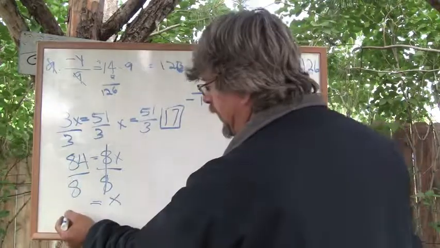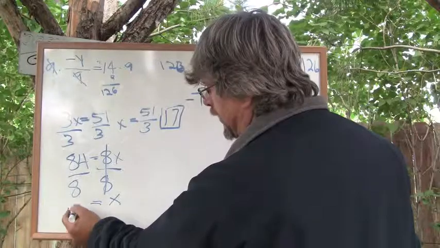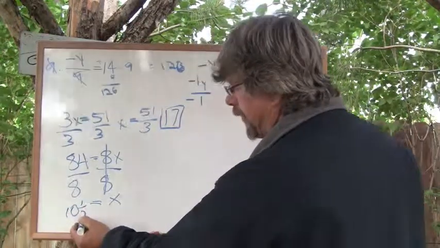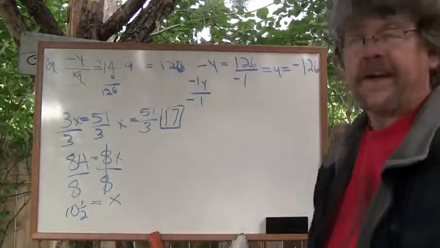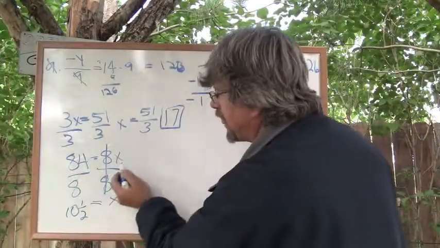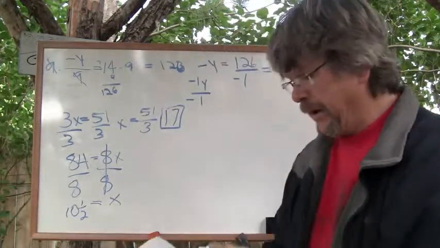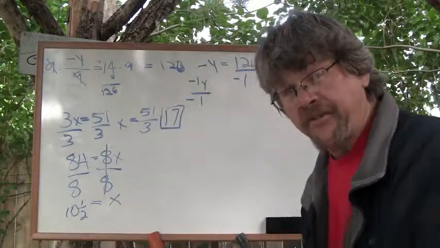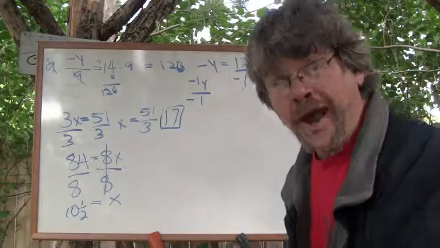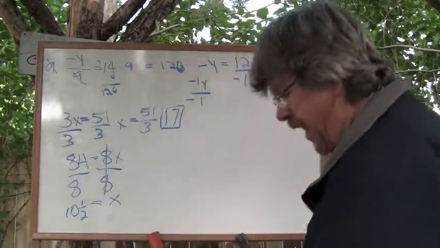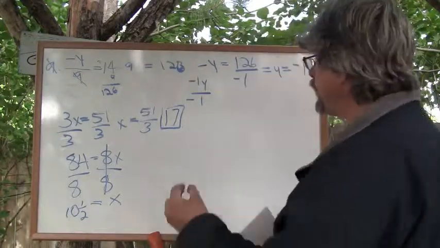So x is 10 and a half. 10 and 4/8, and 4/8 will reduce to 1/2. So there's your answer. It doesn't matter what side of the equation the variable's on, the same operations apply. It doesn't matter if you have a negative and a positive number. It doesn't matter if you have a huge number and a small number. It doesn't matter if you have a fraction. It doesn't matter if you have a mixed number. It's irrelevant. The operations are the same.